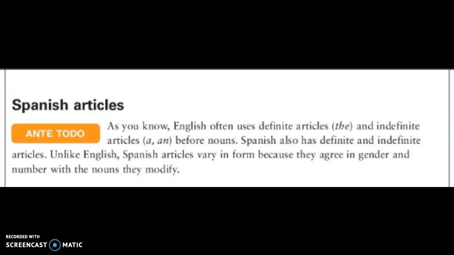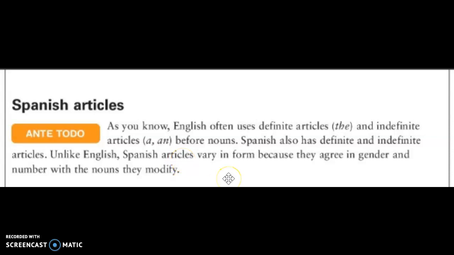Okay, this is part 2 of Spanish sustantivos y artículos. Ante todo. That means before all. As you know, English often uses definite articles, the, and indefinite articles, a or an, before nouns. So when you use the article the, it means a very specific thing, a certain thing. And when you use the articles a and an, it could just be any old thing. So hopefully that makes sense to you, the difference between definite and indefinite.